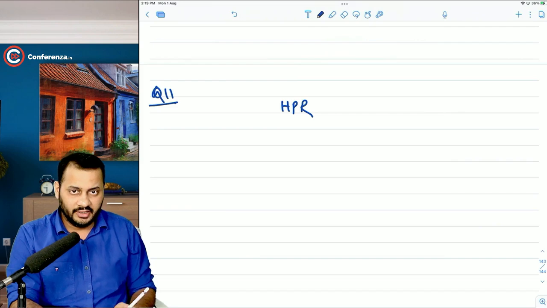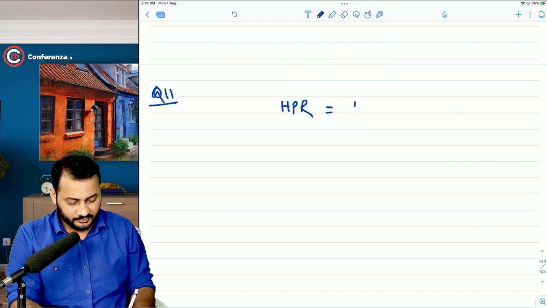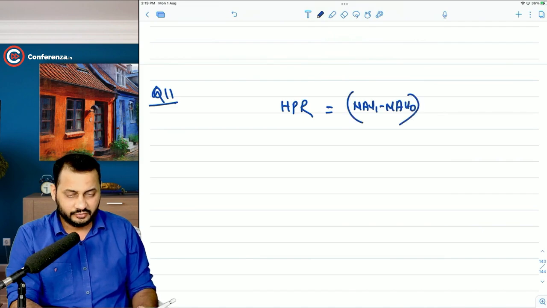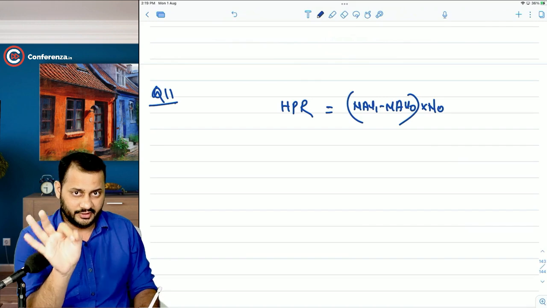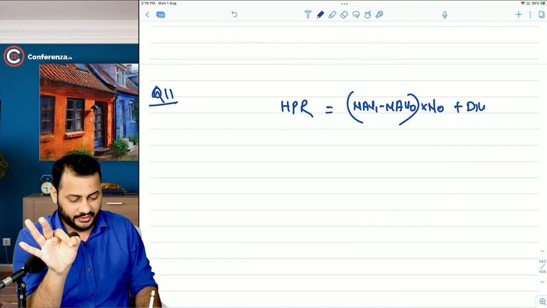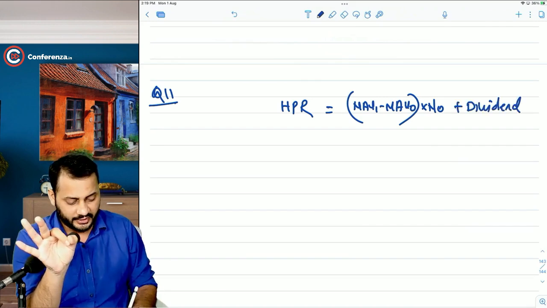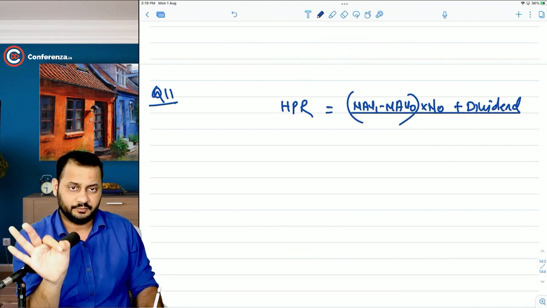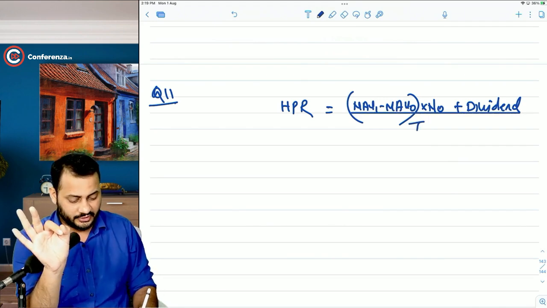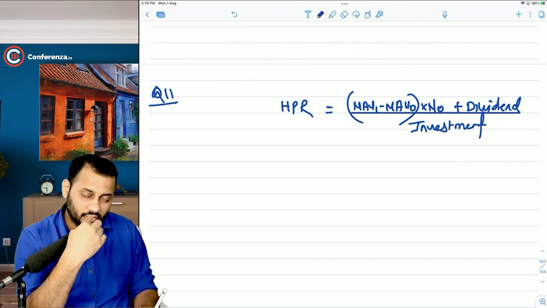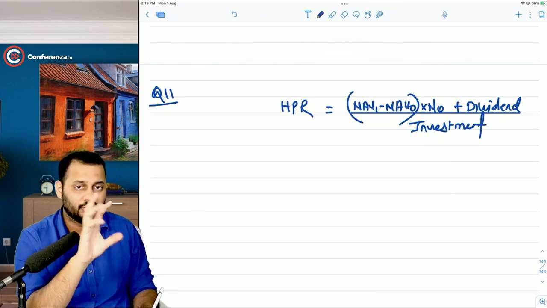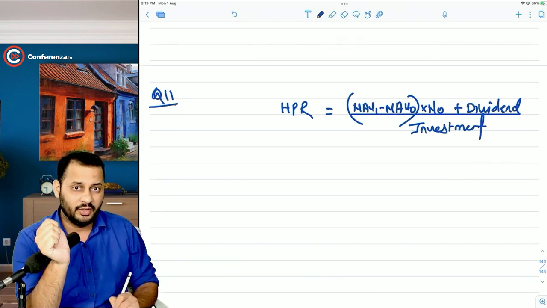This is going to be holding period return, which is very simple. NAV 1 minus NAV 0 will give you capital appreciation per unit, multiplied by the number of units, plus dividend. There is no capital gain, so do not take it. Divided by the total investment, because in the numerator you have the income on all the units, so the investment should also be based on all the units. This will give you holding period return.